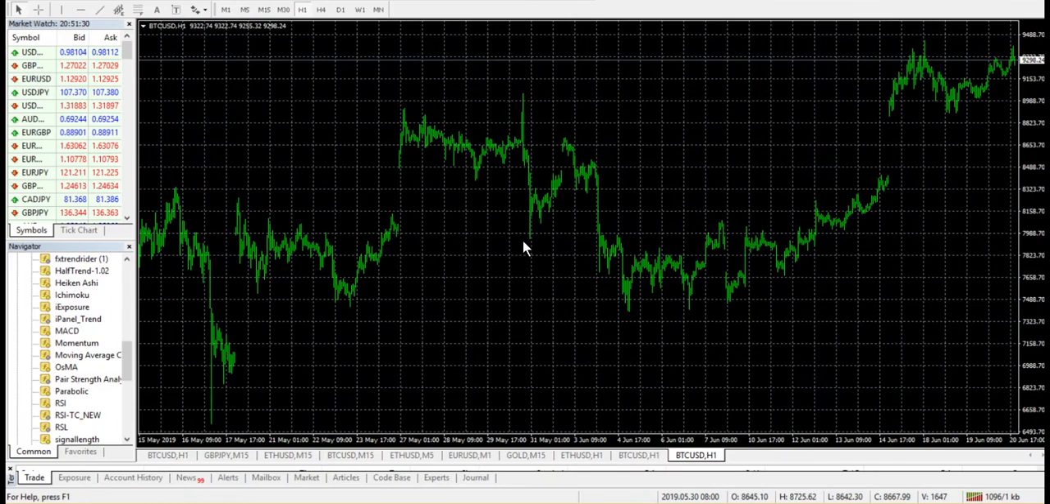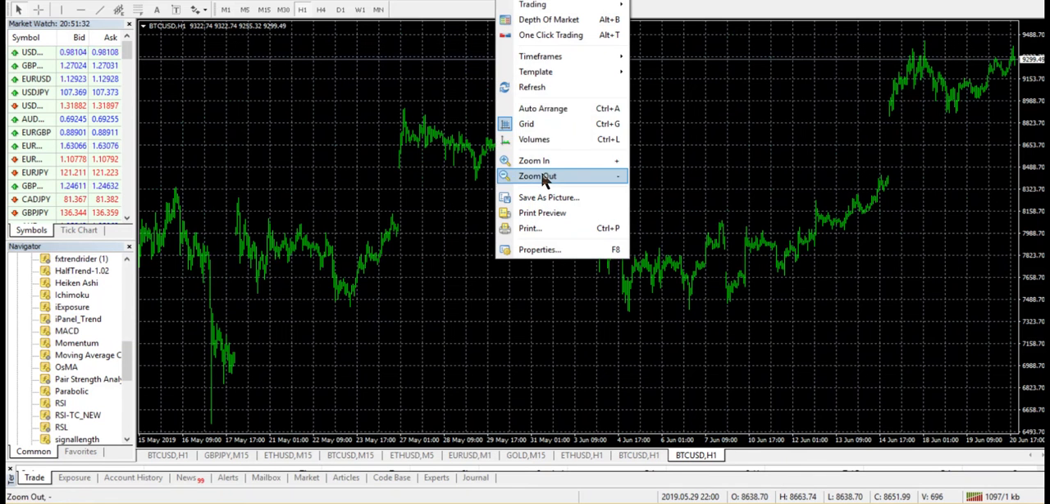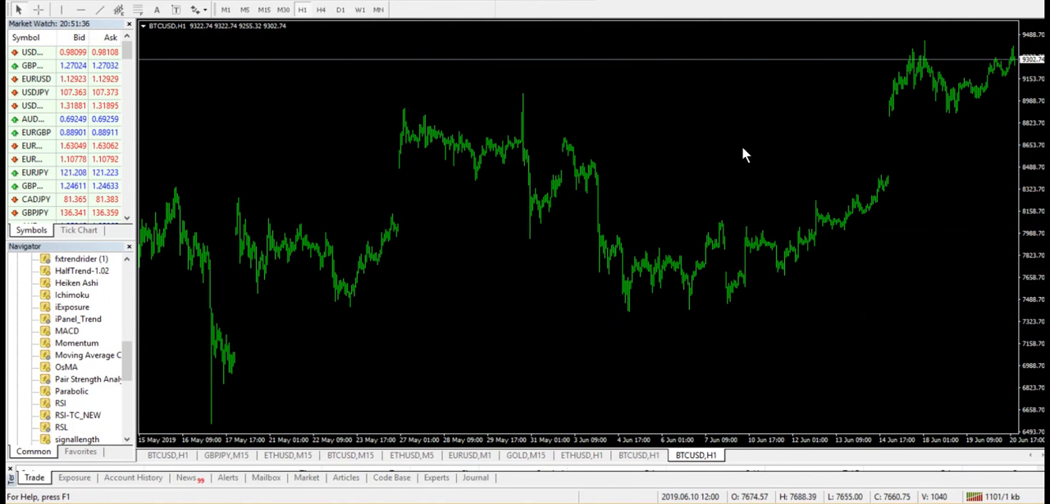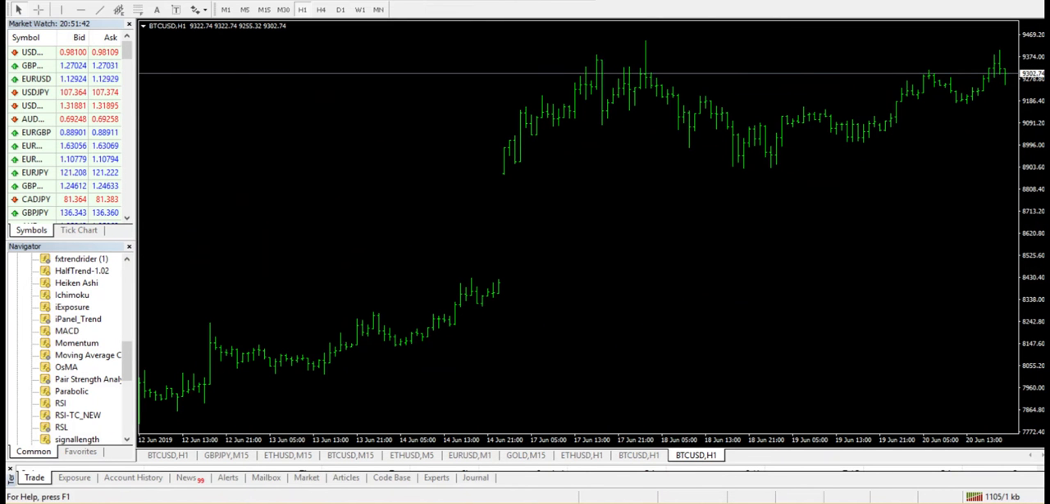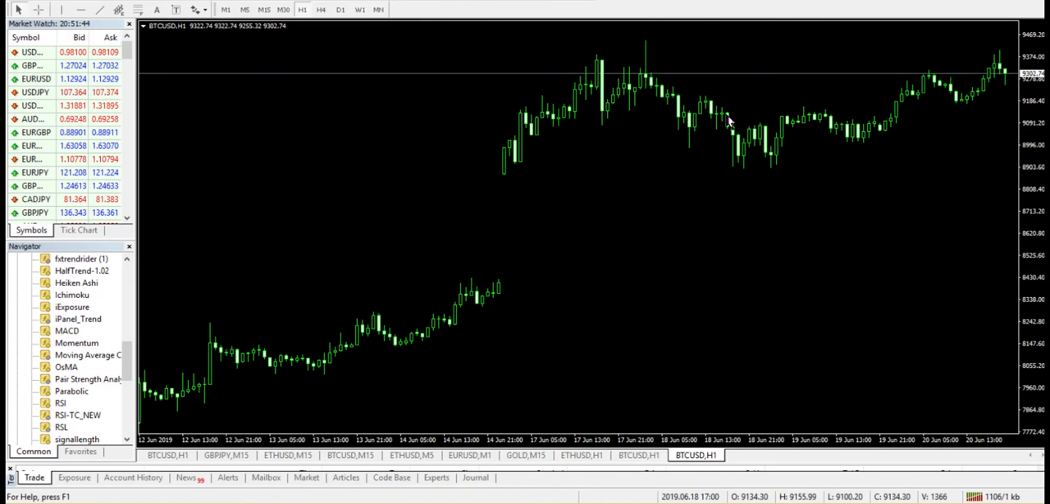Let's bring down a simple MT4 chart. Clear this grid off here. That'll help. Make it a little bigger. Let's put some candles on. You can actually get some information on right here. It's definitely an uptrend. This is the Bitcoin against the US dollar.